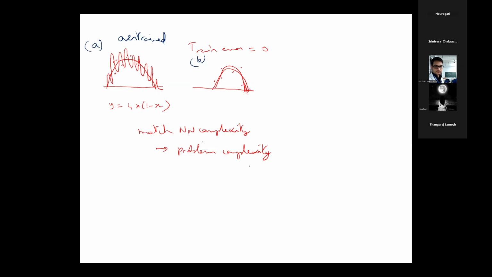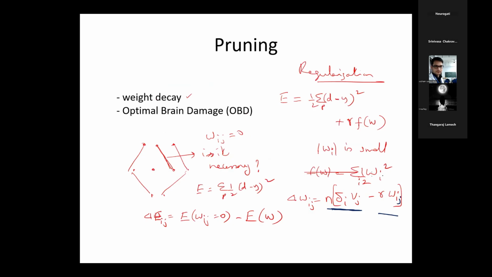The main problem that you need to address here is how do you match the network complexity with the problem complexity? The number of free parameters in the network should be optimal. Not too high, not too low. If it is too low, then the training error itself will be very high. If it is too high, training error will be low, but test error will be high. So it should be optimal. For that, people do a lot of things to improve generalization.